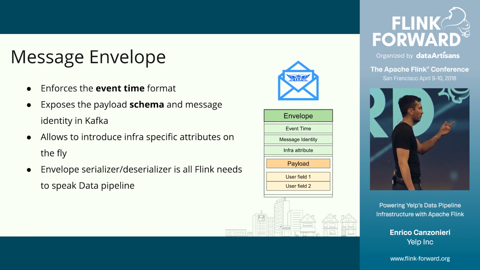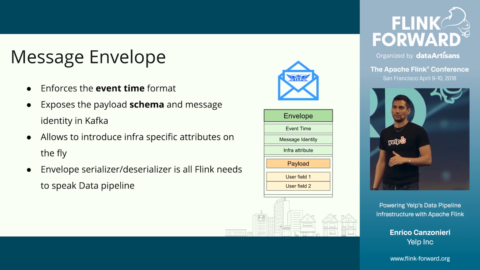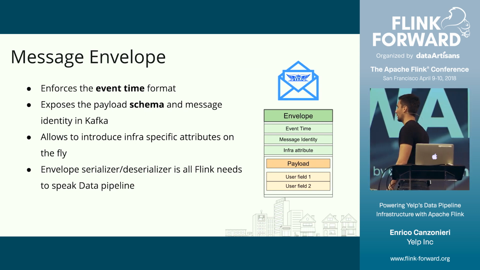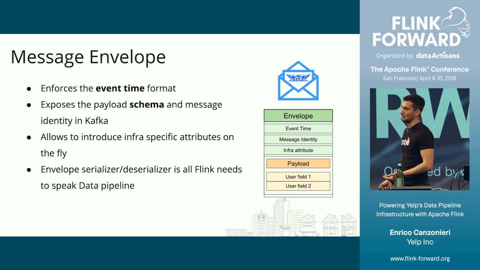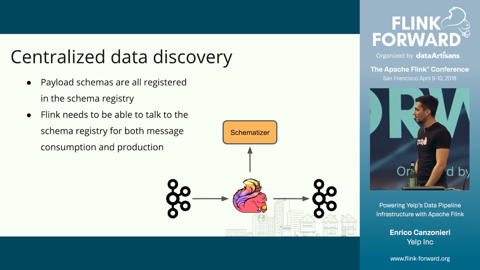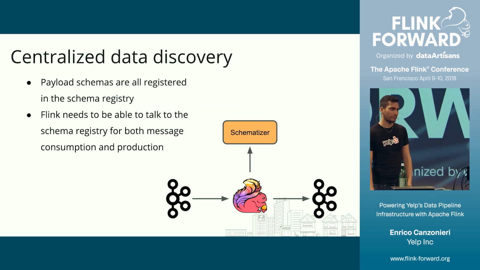The second attribute here, the message identity, is actually pretty important for auditors because given a message, that allows you to know exactly where the message is coming from in Kafka. In the end, what Flink needs to be able to do in order to interact with the rest of the data pipeline is just serialize and deserialize the envelope. The second property is a very centralized data discovery.